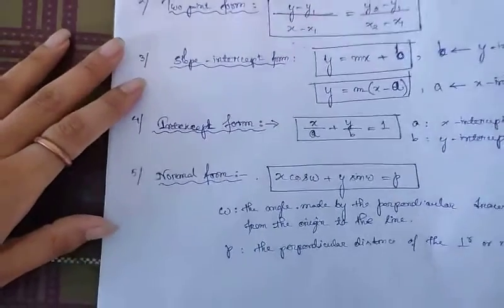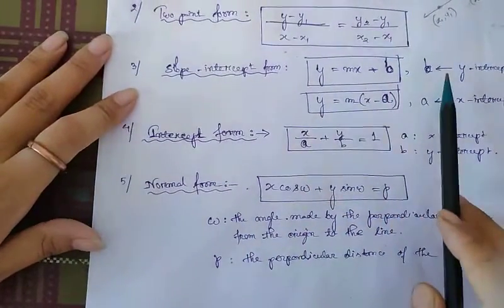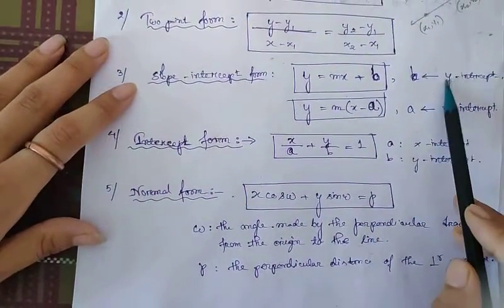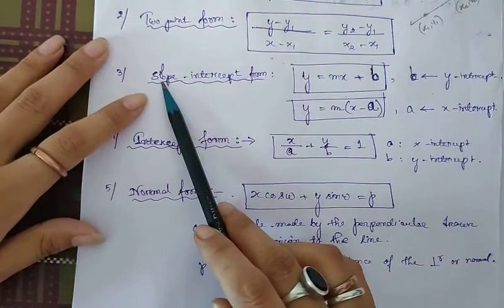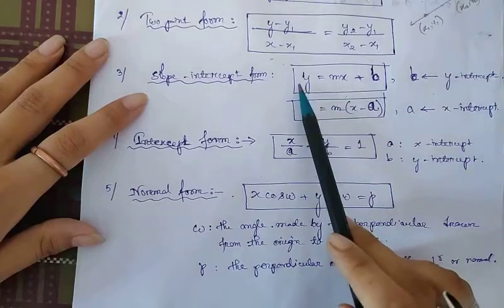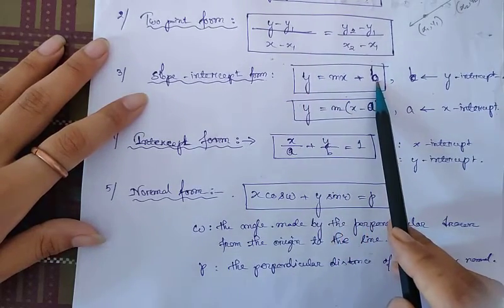Third form is your slope intercept form. If you are given the intercept, তোমাক কোৱা হৈছিল কি হয়, so ধৰি লোৱা y intercept b লোৱা হৈছে and slope তোমাৰ m লোৱা হৈছে, then the equation of the straight line will be y equal to mx plus b, where b is your y intercept.